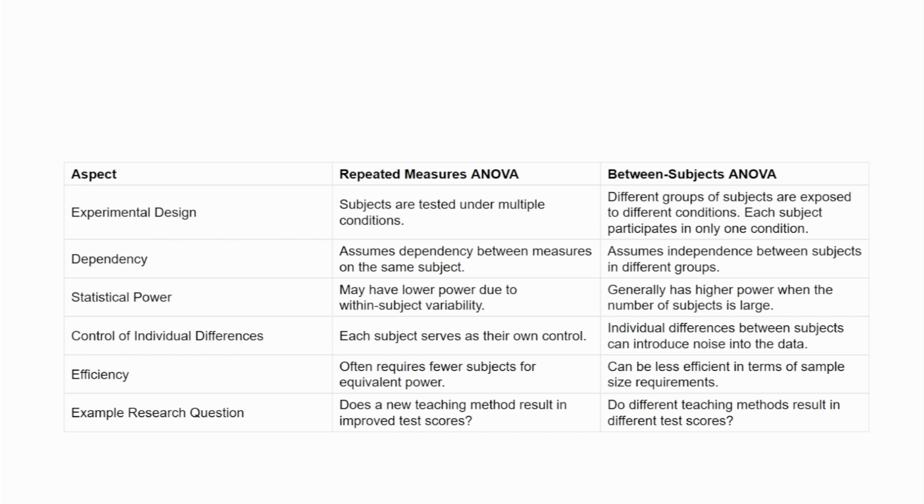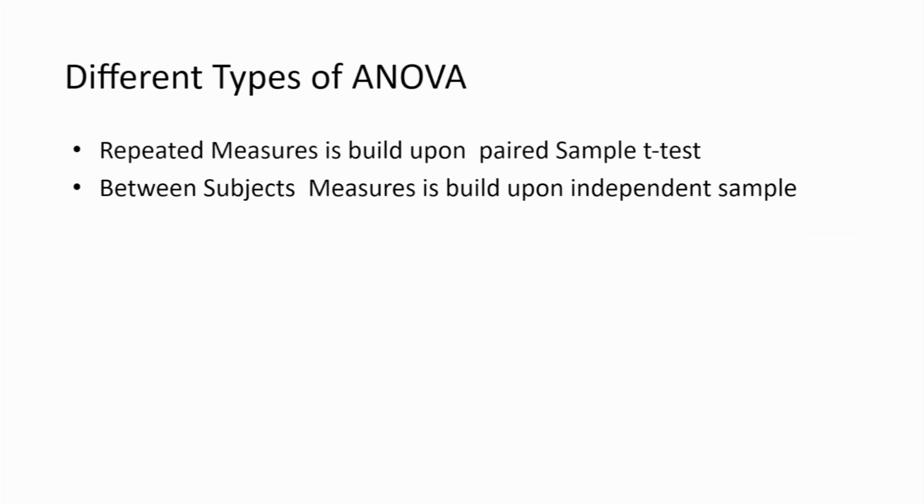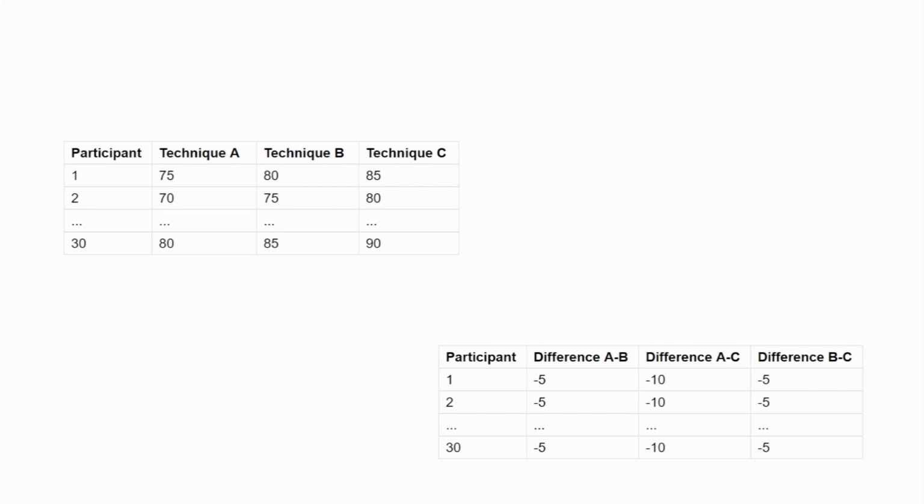As you can see, the between subject question: do different teaching methods result in different test scores? Does a new teaching method result in improved test scores? When we say a new teaching method, that means there was already a teaching method and we are comparing on the same subject. As we said, subjects are tested under multiple conditions, as we told treatment 1 and treatment 2 earlier. A repeated measure is built upon the paired sample t-test and between subjects is built upon the independent sample t-test.